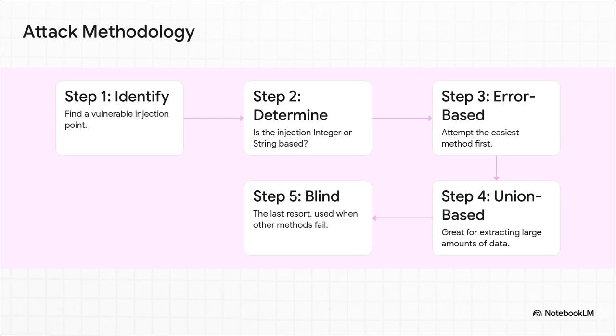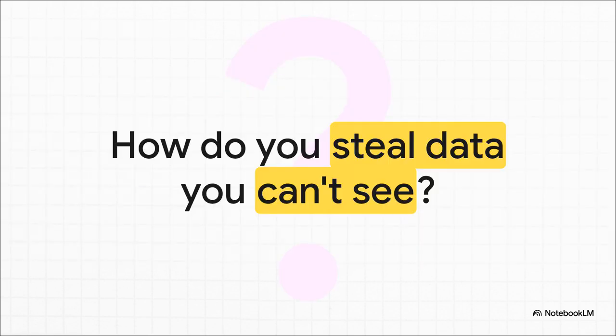See if you can get lucky. If that doesn't work, you move on to union-based, which is awesome for pulling out lots of data at once. And only if all of that fails, only then do you commit to the slow, painstaking process of a blind injection. It's your last resort. So let's zoom in on that last resort, on blind injection, because this just brilliantly shows how creative these attacks can get. You're literally weaponizing time itself.